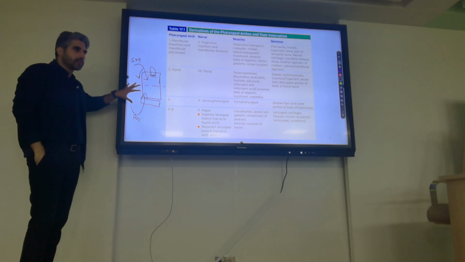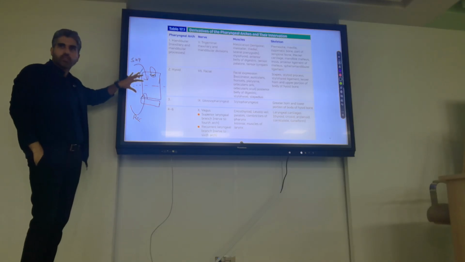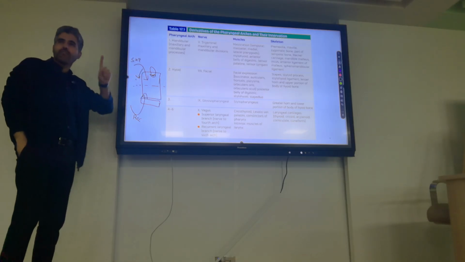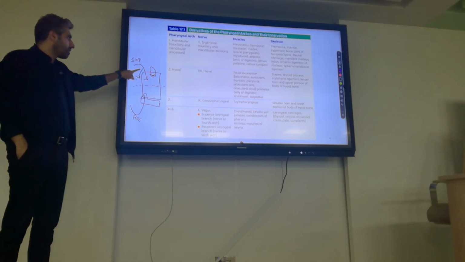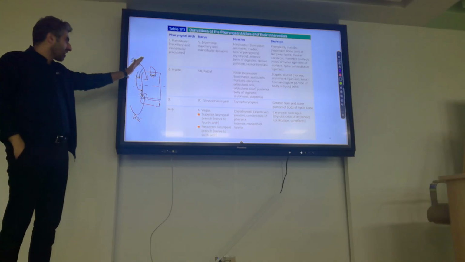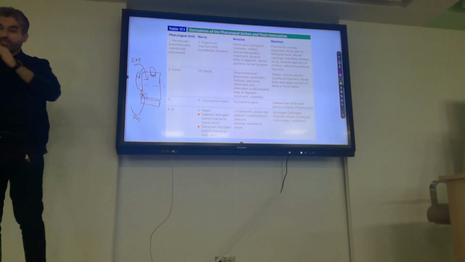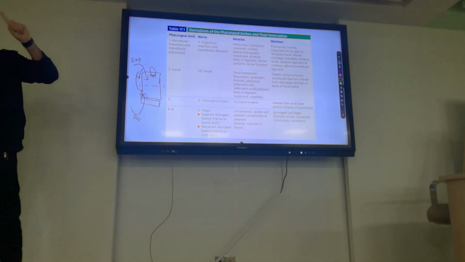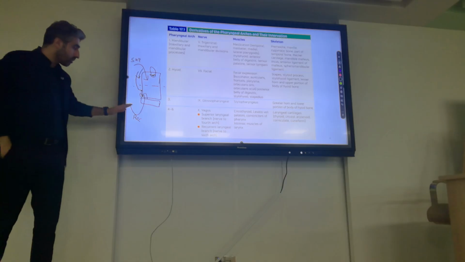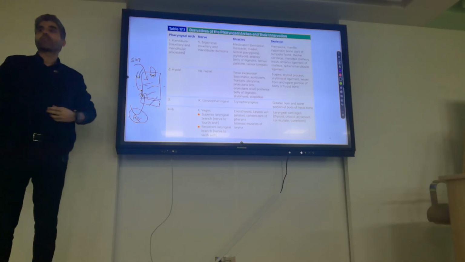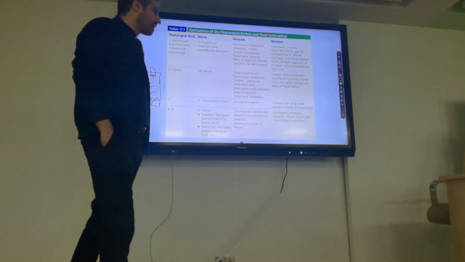What about the muscles? You know that we have a lot of muscles in the larynx between cartilages. Only one muscle is innervated by superior laryngeal, the cricothyroid. The lateral or external laryngeal nerve, the superior laryngeal, innervates just one muscle, cricothyroid. Other muscles in the larynx are innervated by recurrent laryngeal. So you can understand this.